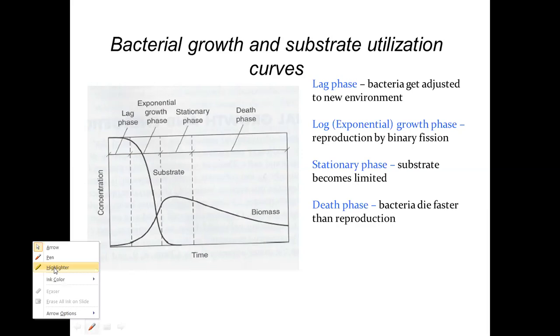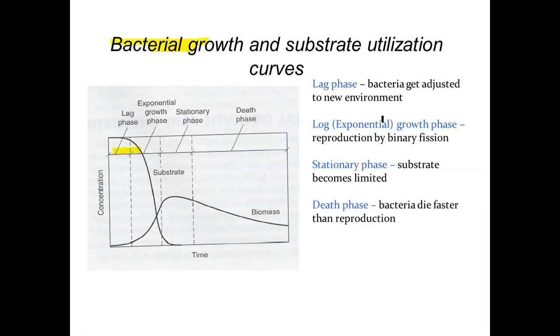When we talk about the bacterial growth and substrate utilization curve, no need to worry about this bacterial growth. This is the lag phase, where bacteria get adjusted to the new environment. Then this is the log growth phase, the exponential growth phase. Then the stationary phase, where the microorganism's growth rate is stationary. Then the death phase, where bacteria die faster than they reproduce.